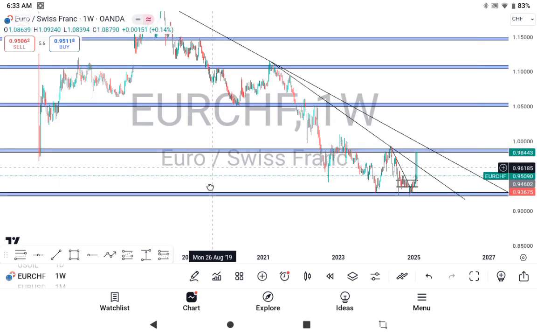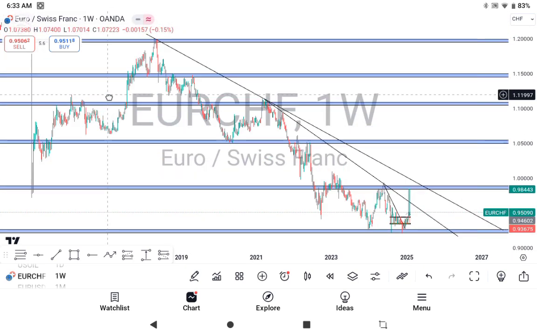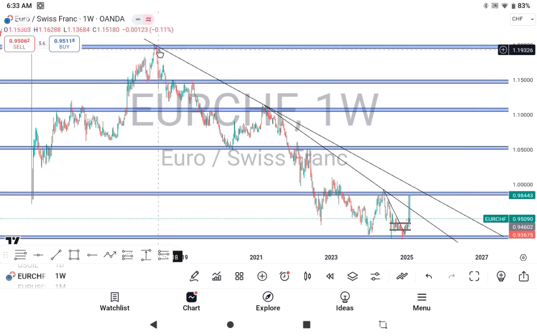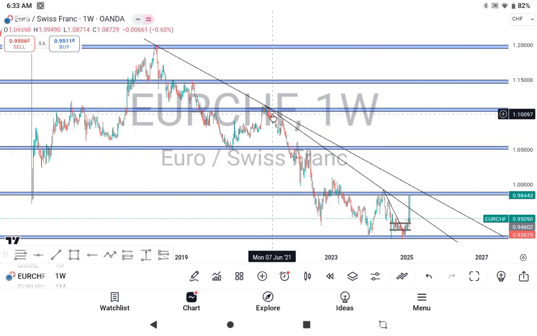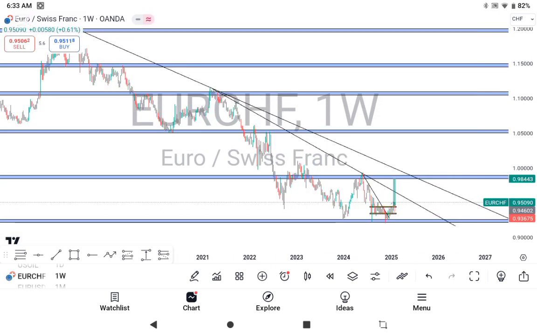Now we have the first touch of this trend line right here, second touch. Upon the third touch, price has not got there yet. So we leave that alone. So now let's work with the inner trend line. We have the inner trend line right here.